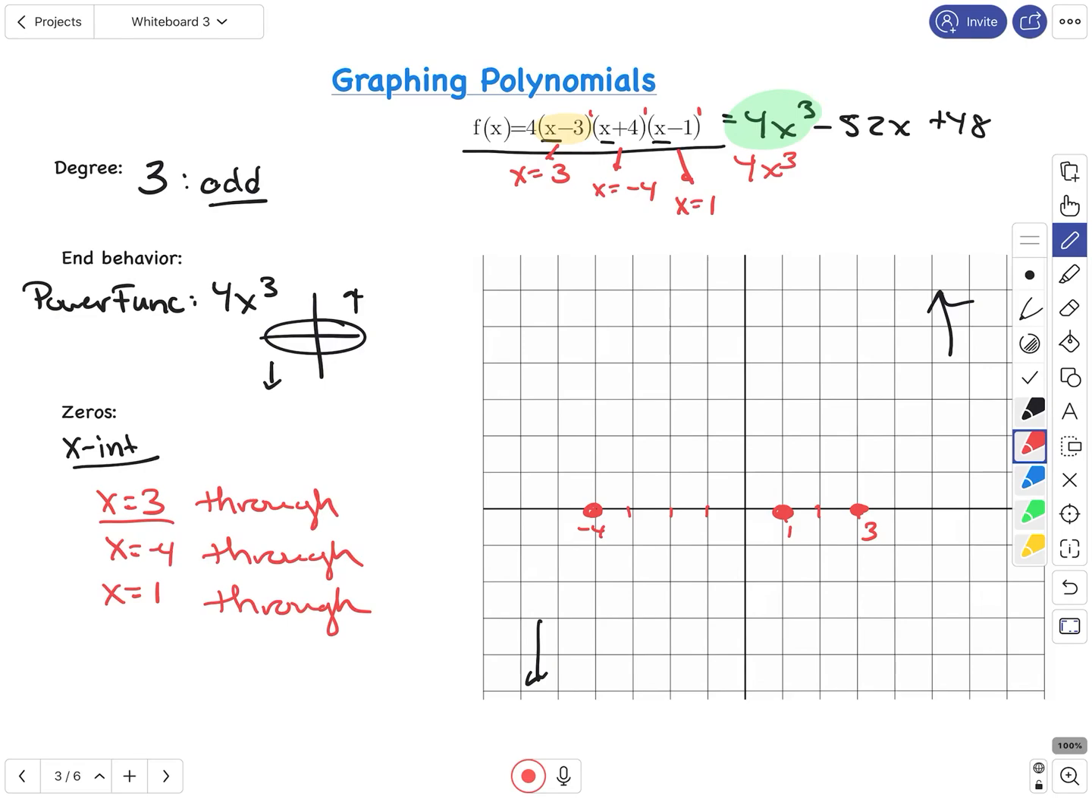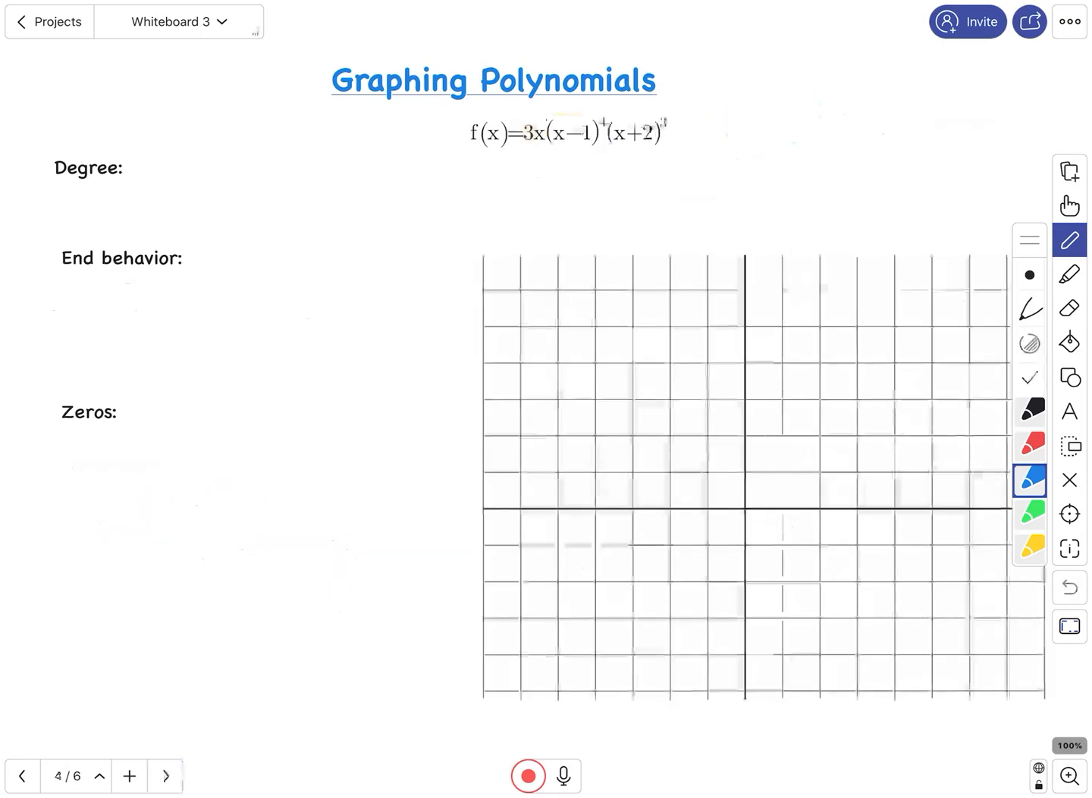When I draw my curve, I have to make sure that I follow all of these rules. Starting down here on the left-hand side, going through all of the intercepts and not bouncing off of them, and ending up on the right-hand side. There should only be one way to draw that graph. So we'll start down here, through negative 4, through 1, through 3, and end up going up on the right-hand side. It's a halfway decent graph of that polynomial.